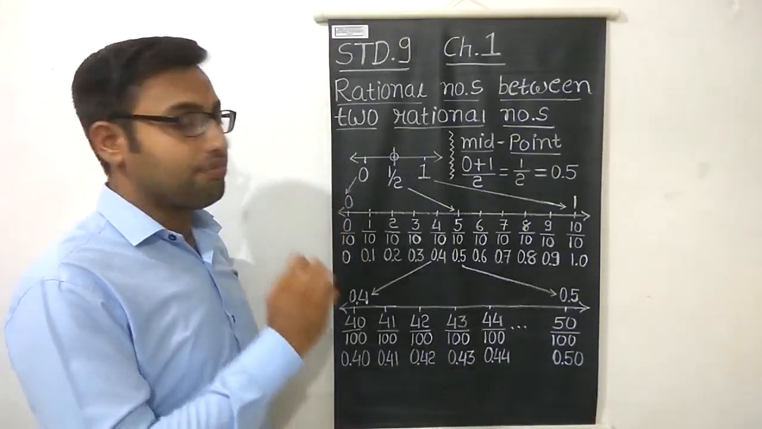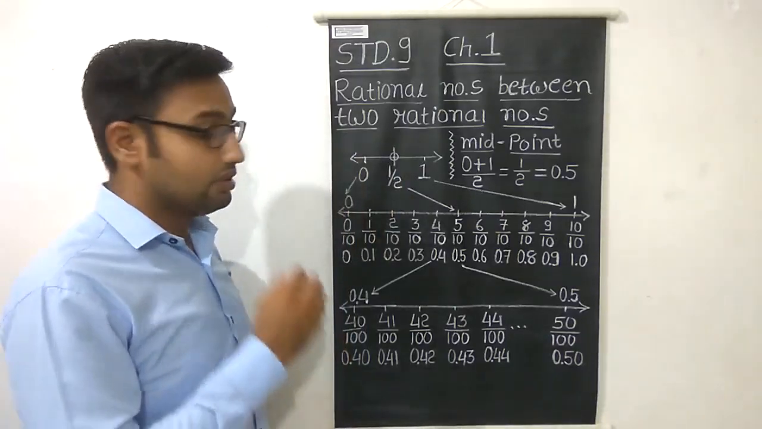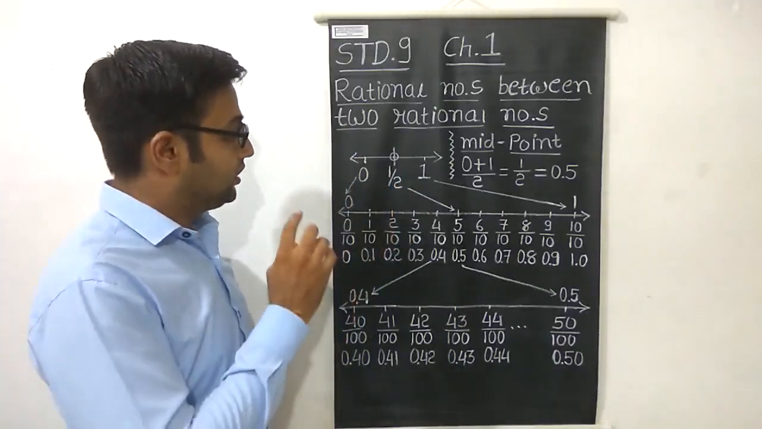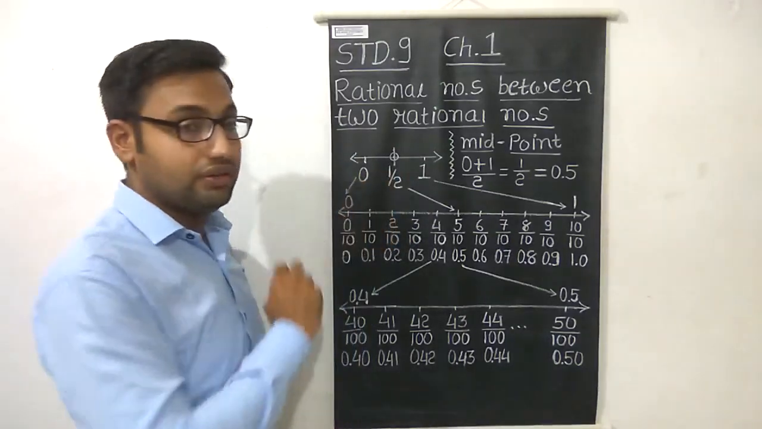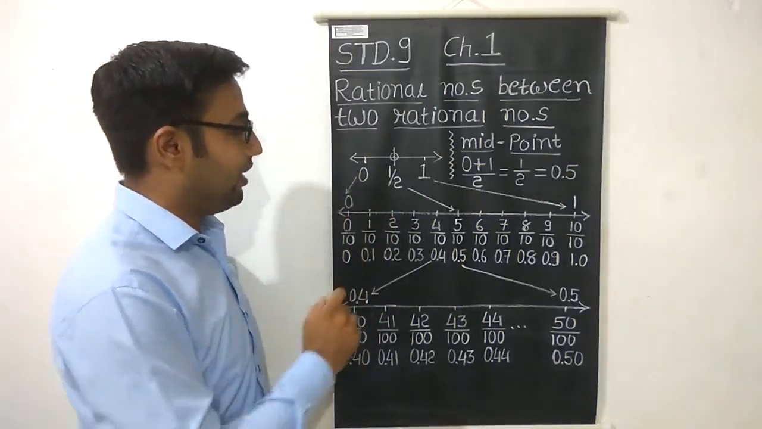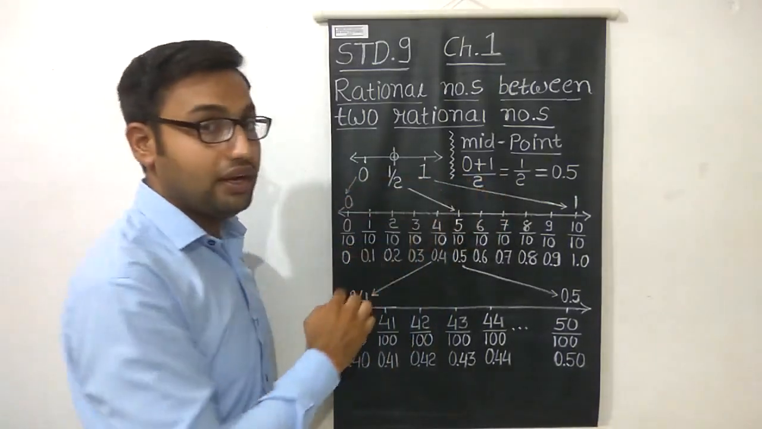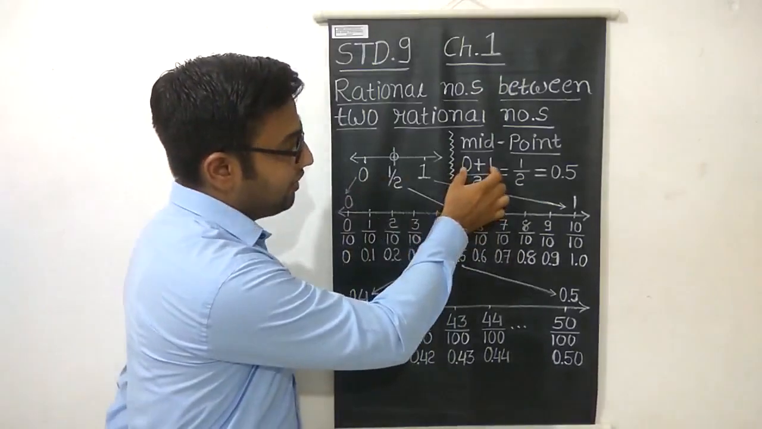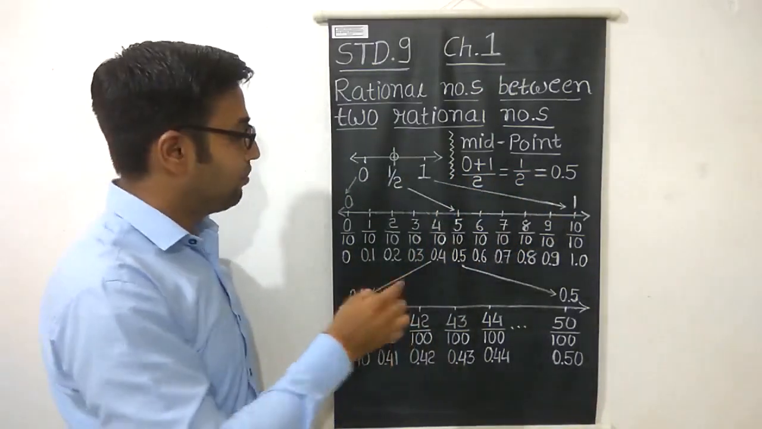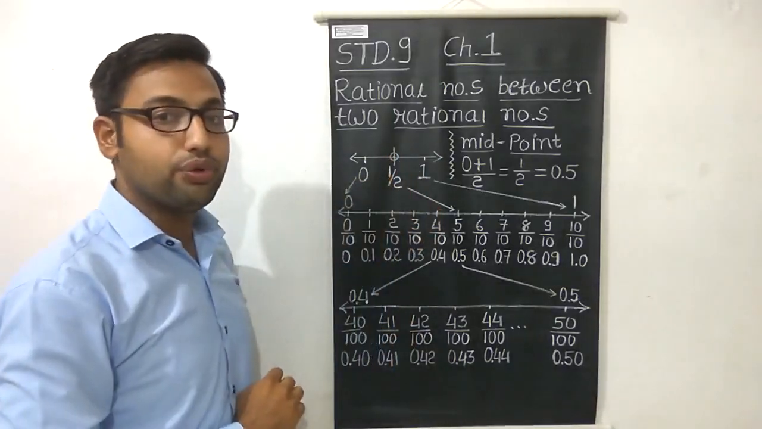Suppose there are two numbers on the number line, 0 and 1, right? So is there any number between 0 and 1? Yes. What is the mid value of 0 and 1? To find the mid value of 0 and 1, we have to add these two numbers, 0 and 1, and then divide by 2. So here we will get 1 by 2, that is equal to 0.5. So between 0 and 1 we get one number, that is 1 upon 2.